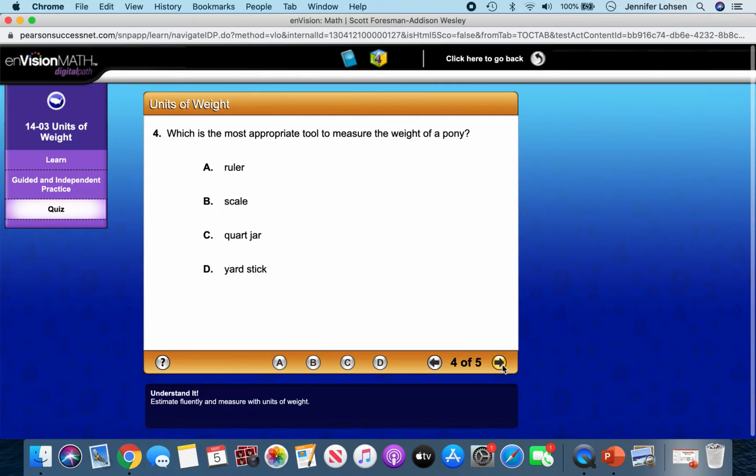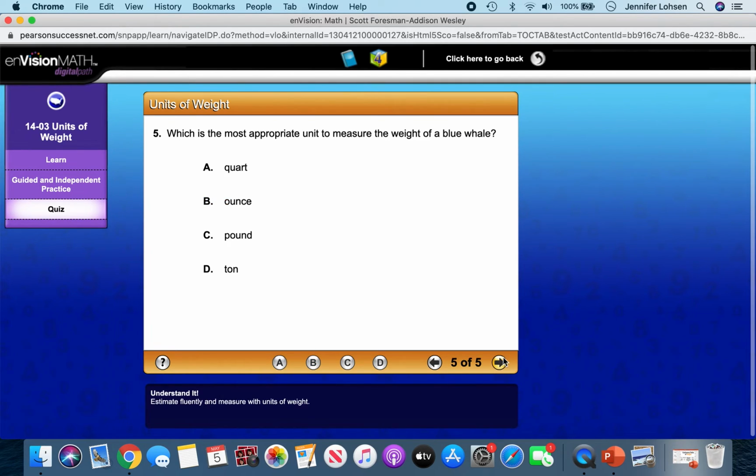Number 4, which is the most appropriate tool to measure the weight of a pony? So now I want to think of a tool to measure weight. Does a ruler measure weight? Absolutely not. A ruler measures length. More specifically, it's measuring inches or a foot, possibly. A scale, is that something that measures weight? I think so. A quart jar, that's capacity for sure. And a yardstick, that is also going to be length. The best choice here, the only choice here that measures weight is going to be B, a scale.